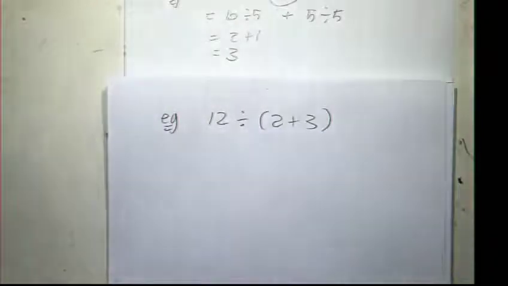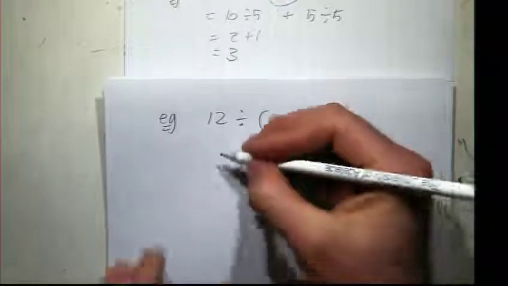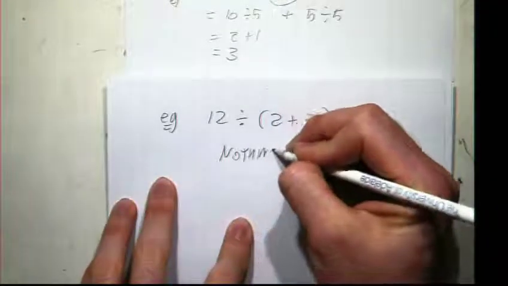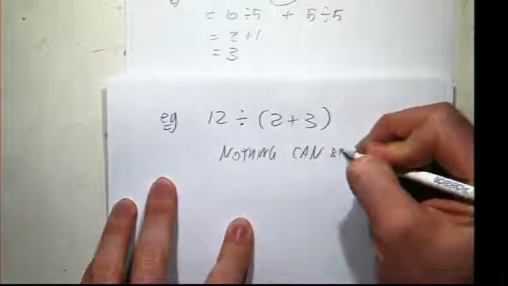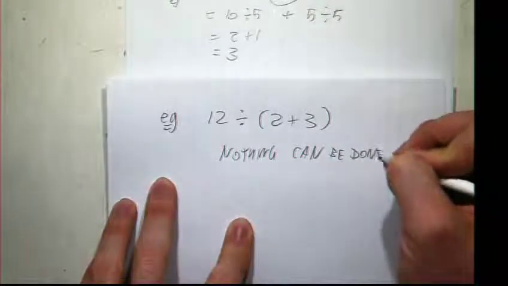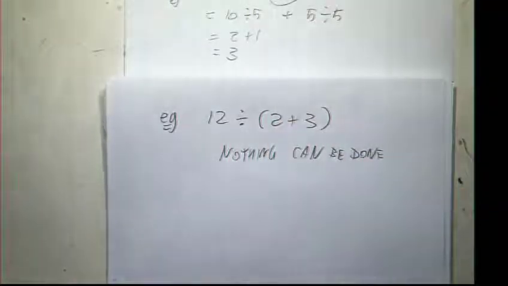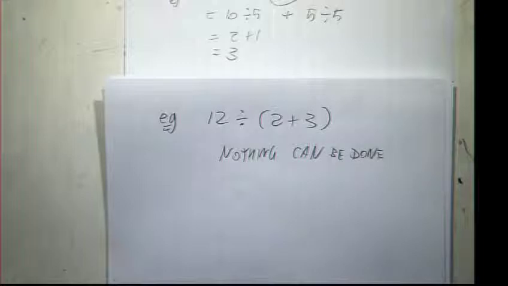Nothing we can do. There is no hope, there is no way of rearranging that, other than just simply going 2 plus 3 and that's 5, and 12 divided by 5 is whatever it is. Okay? You cannot bring a divide in if it's on the other side. It only works on the right-hand side, because divide is different on the two sides. 6 divided by 3 is not the same as 3 divided by 6. Okay, so that's really important to know.